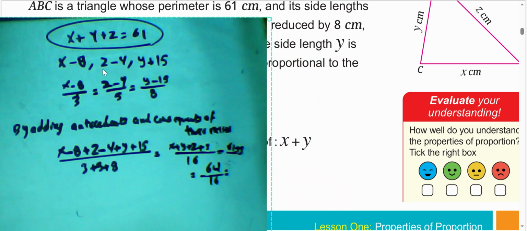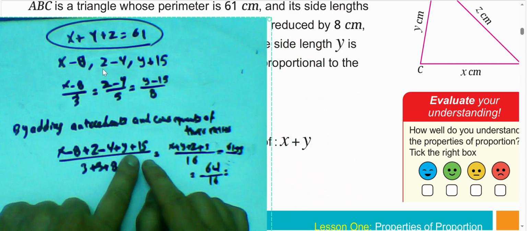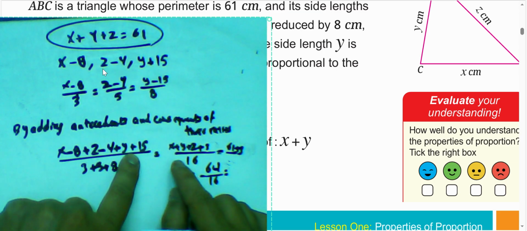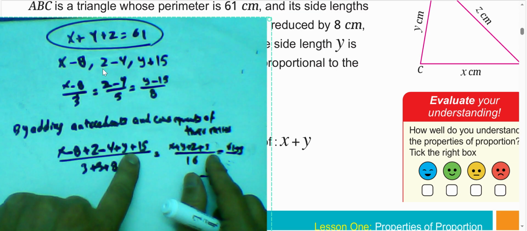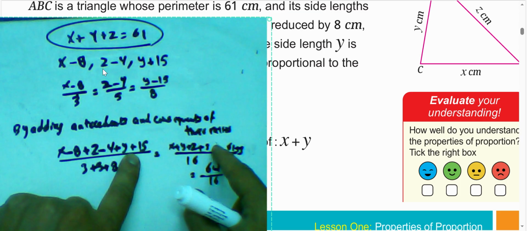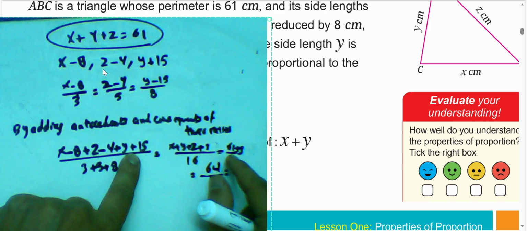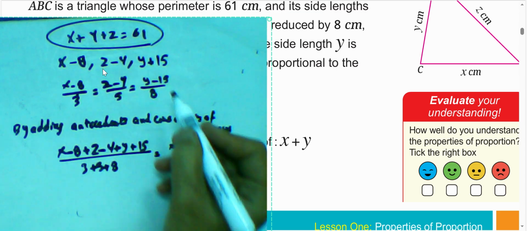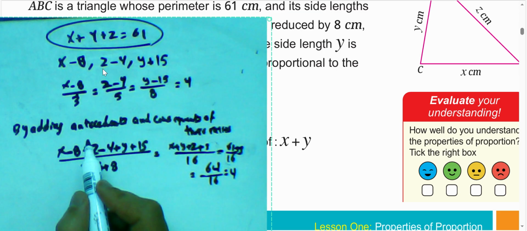Look at this, my students. Look at here, positive, not negative, because it increased, not decreased. The answer will be x plus y plus z plus 3, because negative 8 plus negative 4 is negative 12 plus 15 equals 3. Then 61 plus 3 over 16, we have 64 over 16 equals 4. Then the answer here will be 4.